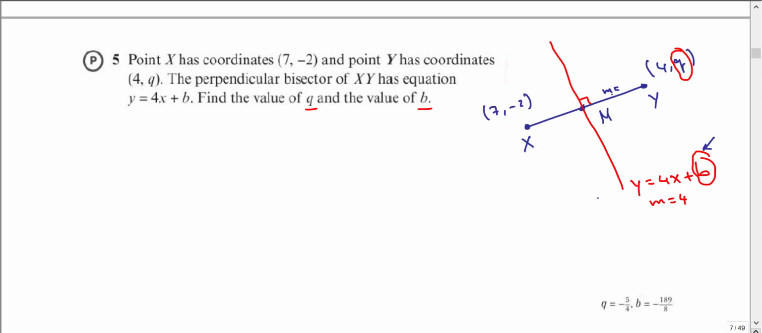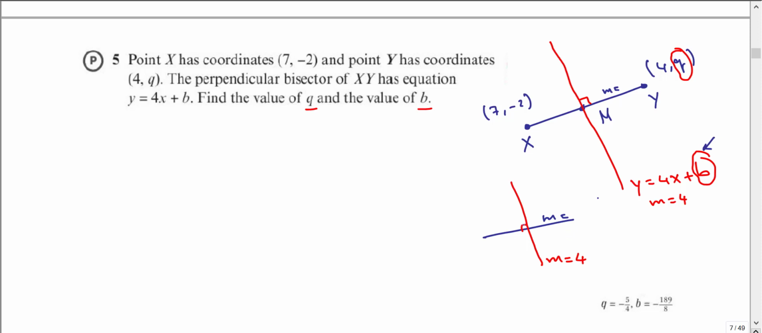Okay, so if M is equal to 4 means the whole equation is equal to 4, yeah? No, no. We have two perpendicular lines. We have a line like this, and we have another line like this. They are perpendicular. The gradient of one of them is 4. How would you get the gradient of the second one? You flip and you change the sign.